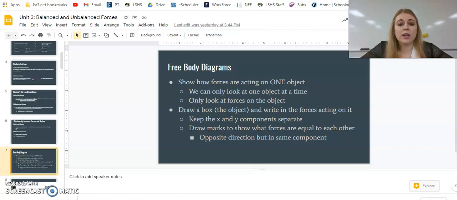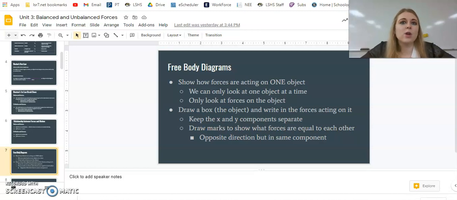You can only look at the forces on the object, not what the object is doing to something else. So we only look at one object and look at what's affecting it. We're looking at what is making our system do what it's doing. So we will be drawing a box, that's the object, and writing the forces that are acting on it.